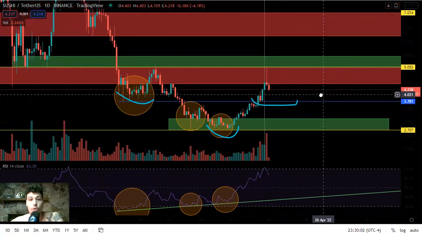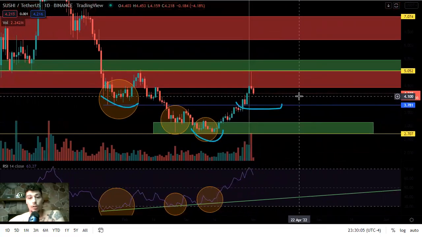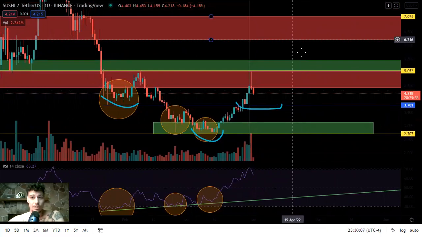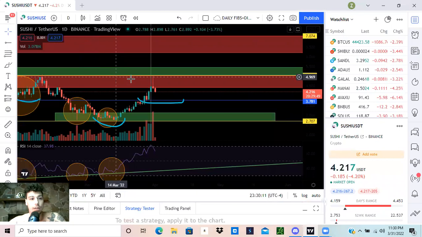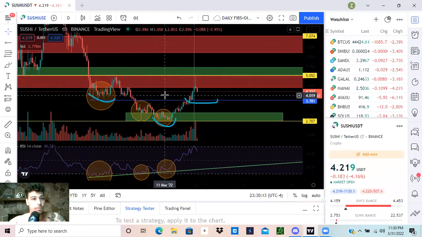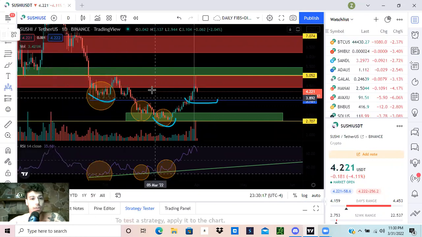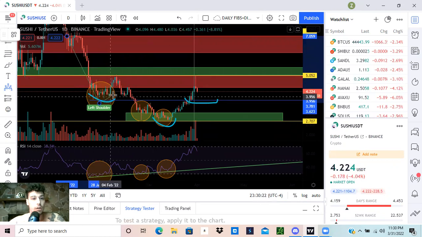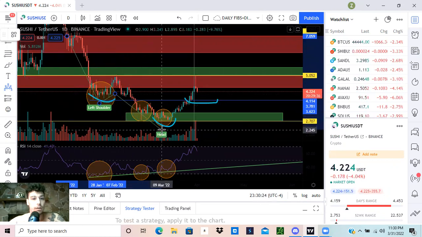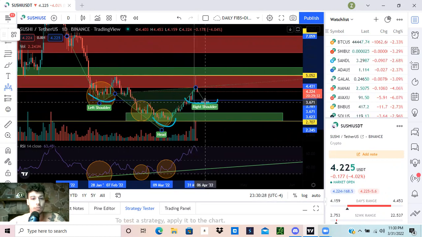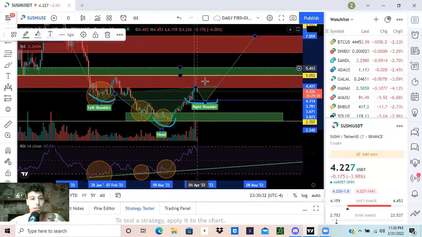So the inverse head and shoulders would take us up here into this supply zone. Let me go ahead and draw that up for you and show you how that would work. TradingView has a nice tool for the head and shoulders. You can come in here. Here's your left shoulder, right? You pull back. Here's your head. Here's your right shoulder. And you can draw it all the way up to here, where it begins.